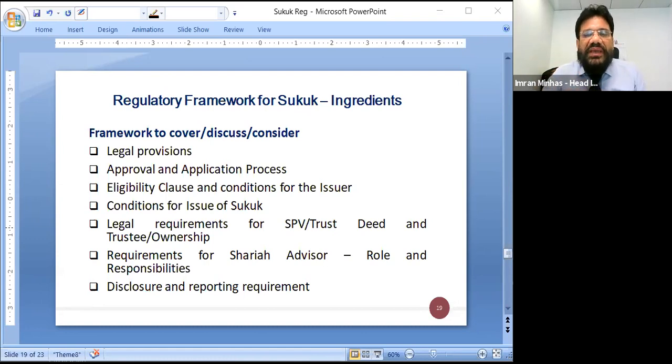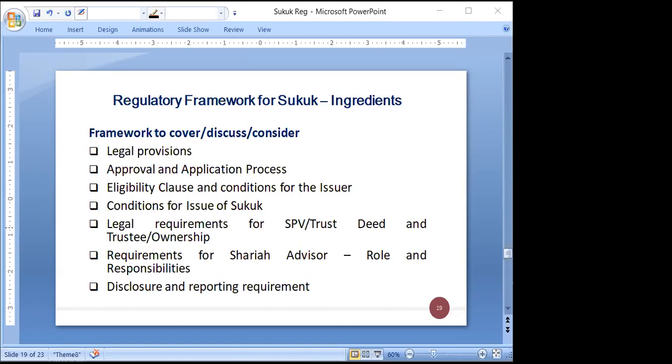So guidelines again you may issue on due diligence.